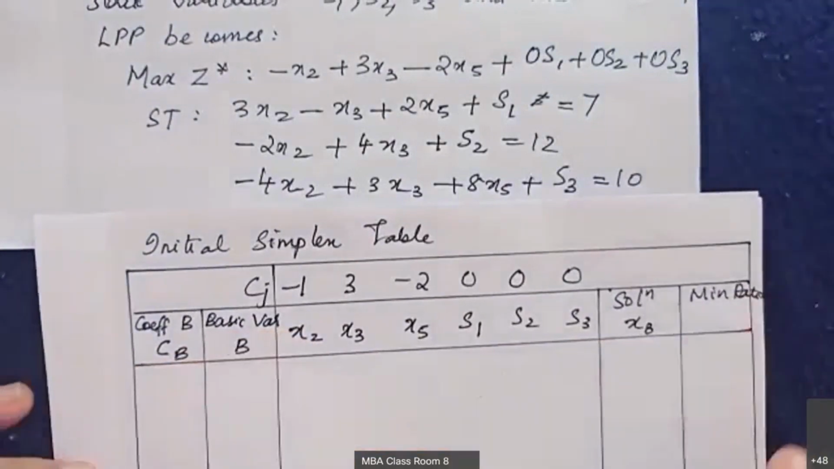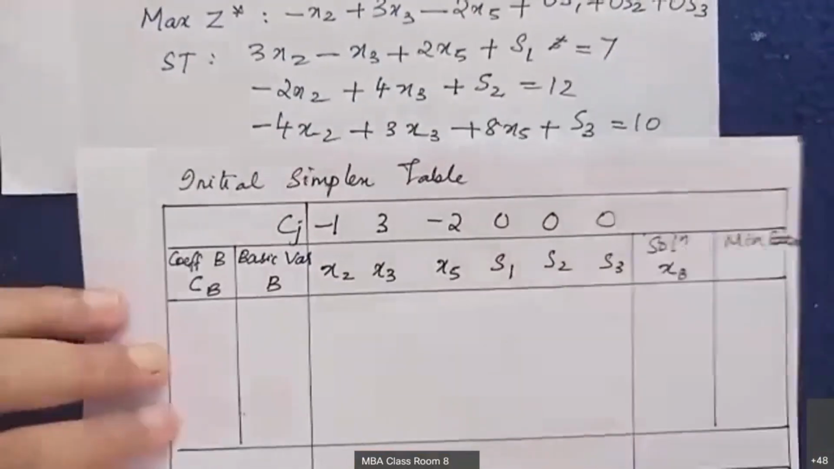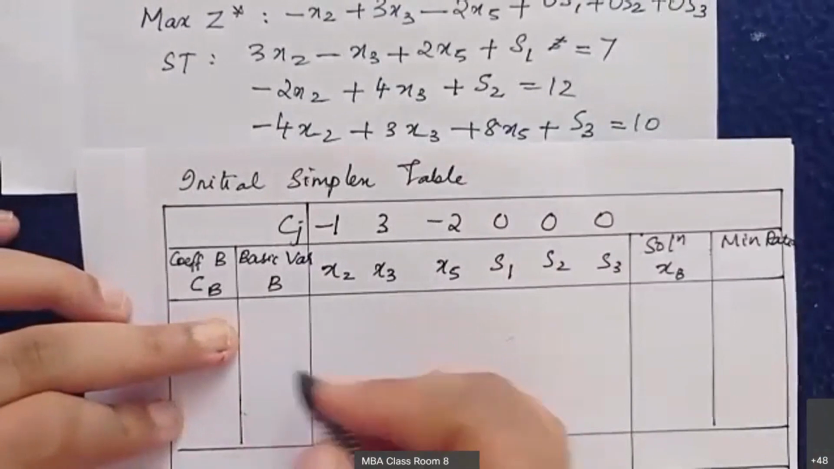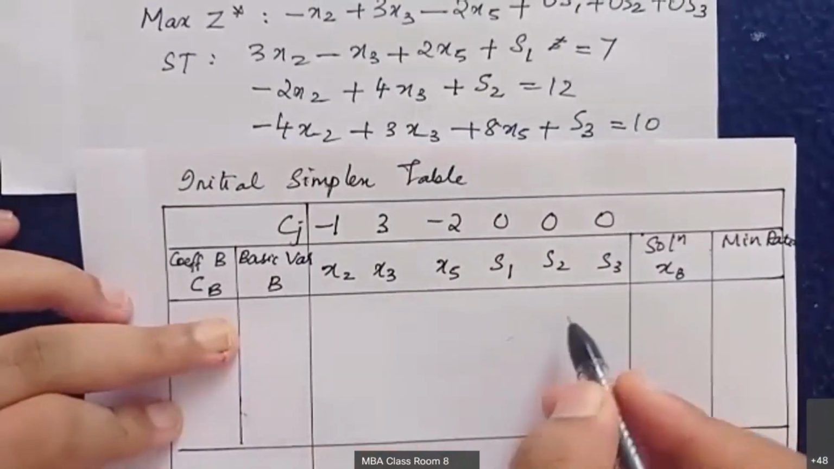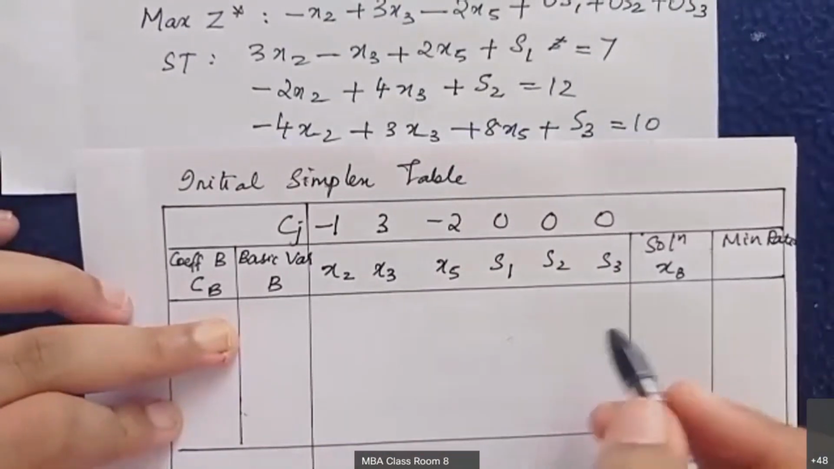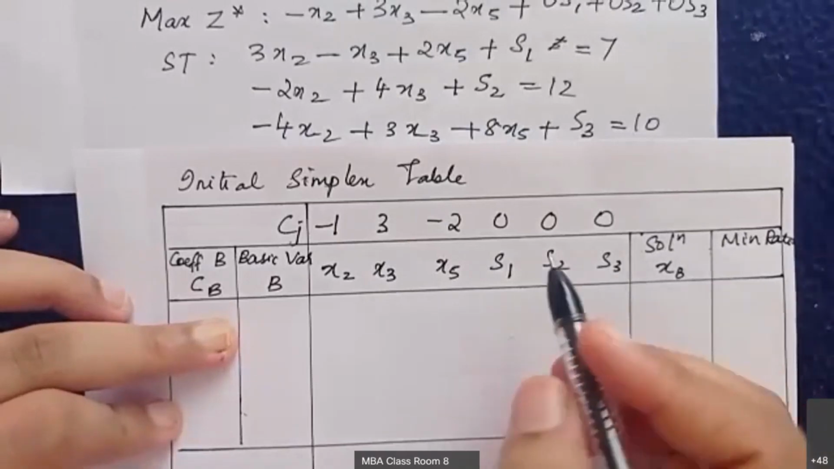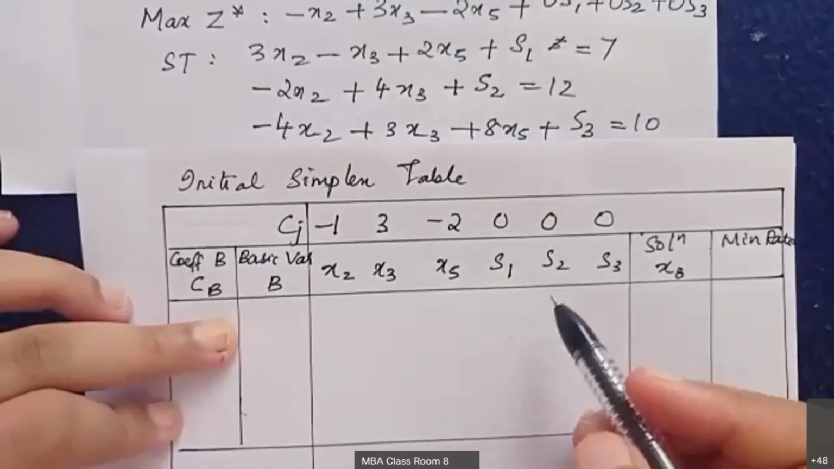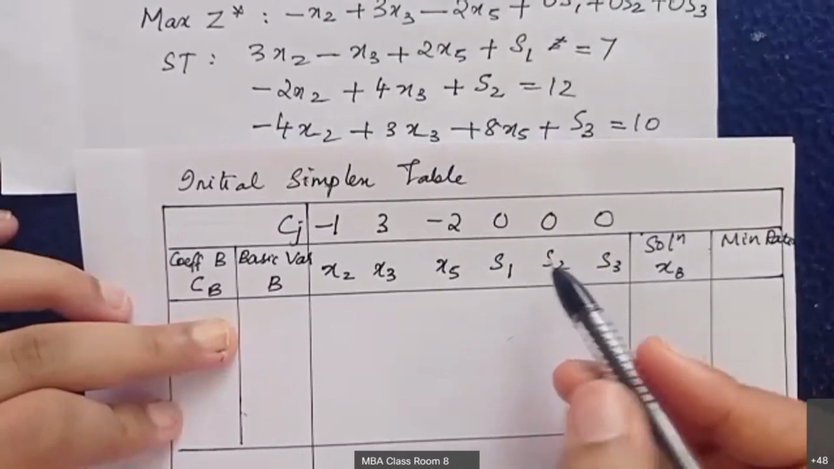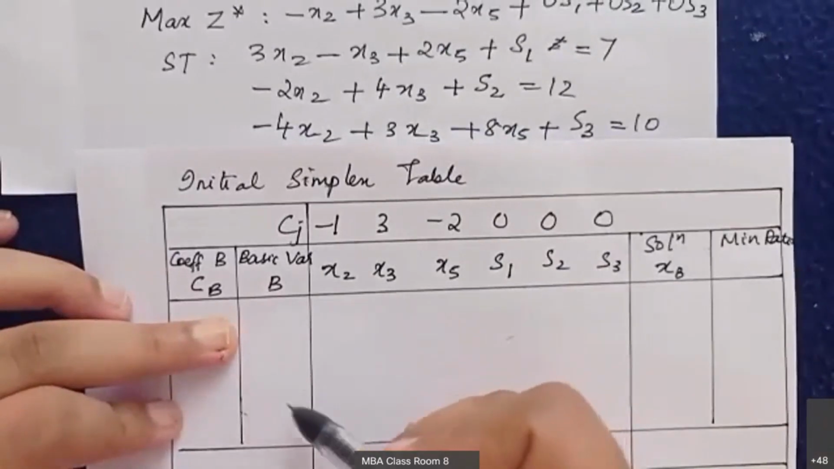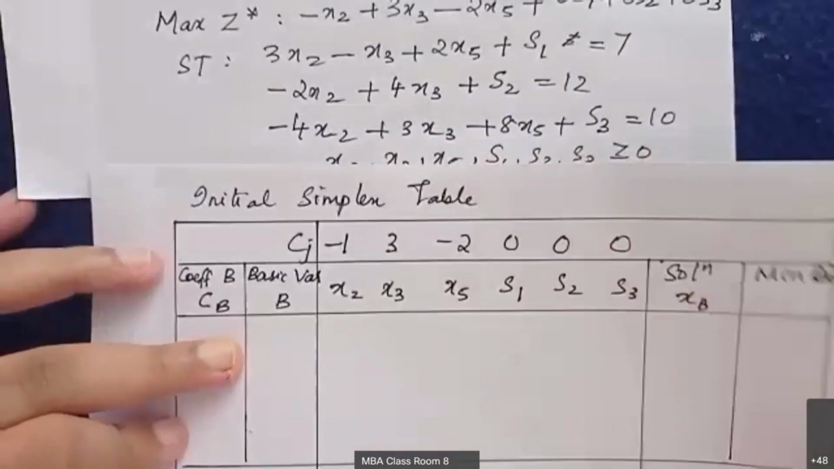Now we need to find out what the basic variables will be. For that we need to write the coefficients of all the constraints over here. Then we have to check which is the identity matrix. The variables corresponding to the identity matrix will be the basic variables over here. I'll just do it once and you can see it.